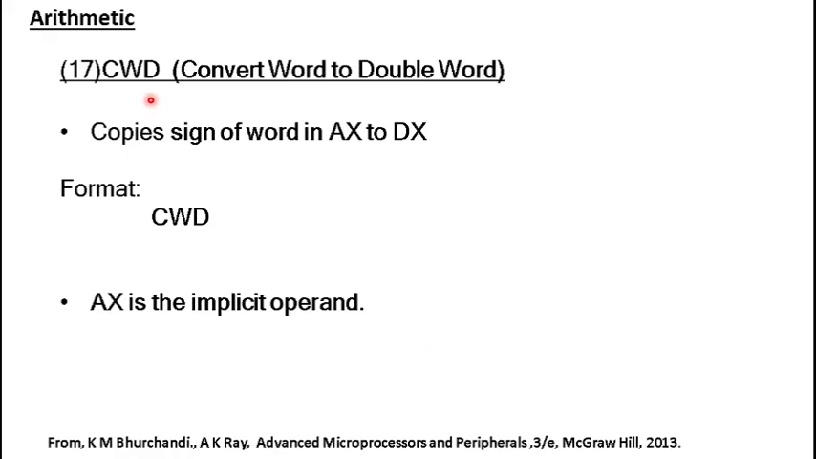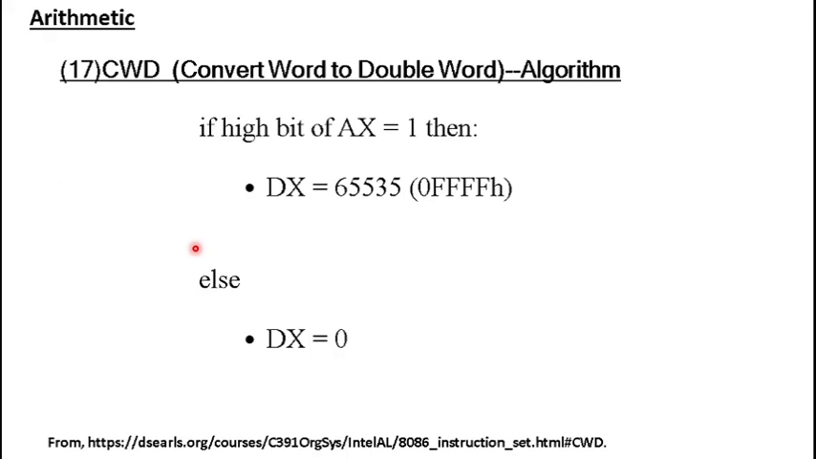Let's see CWD, that is convert a word to double word. Again sign extension takes place here. The sign of the word in AX is extended onto DX. Because we don't have double word registers in 8086, double word values are represented by a combination of registers. So if you have a word value in AX, the double word combination is indicated using DX AX. AX is the implicit operand, so CWD is issued without any operands. So this is the working of CWD.